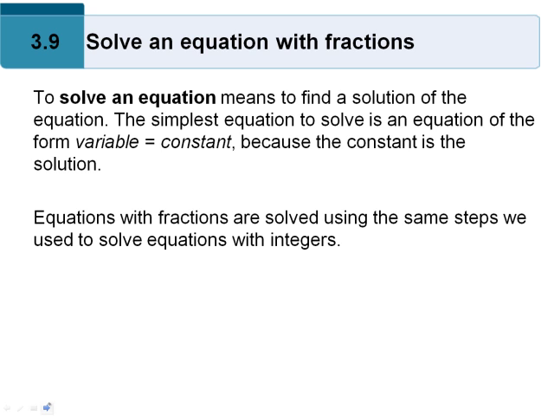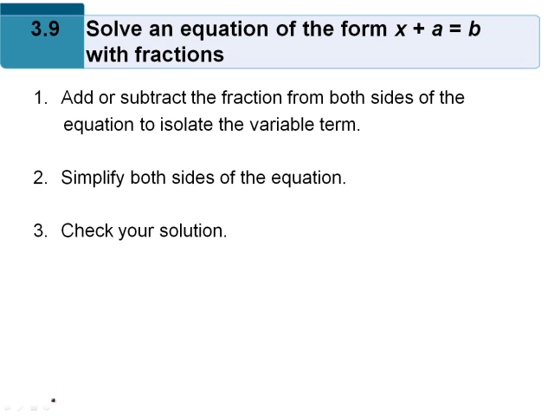Remember, your goal with any equation is to get the variable equal to a constant, because you want to get the x, or whatever the variable is, all by itself and just a plain old constant on the other side of the equal sign. Equations with fractions are solved using the exact same steps we used back in Chapter 2 with integers. Let me show you. We start with an equation in the form x plus a equals b. You add or subtract the fraction from both sides to get the variable term isolated on one side of the equal sign. Then you simplify both sides and check your solution.